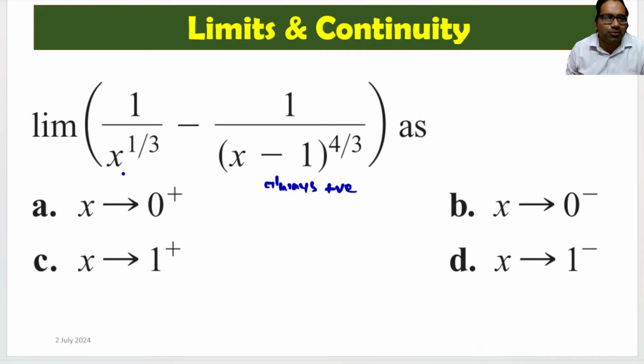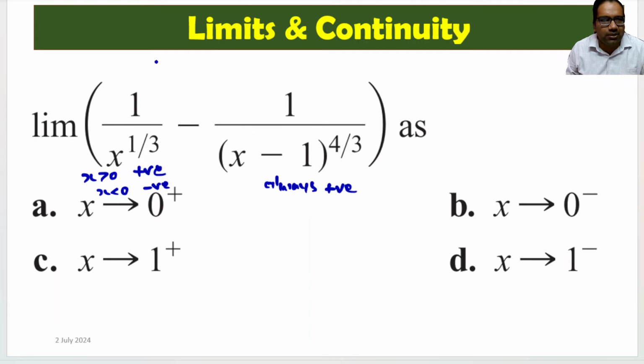Here, what about this one, x power 1 by 3? It is positive when x is greater than 0, and when x is less than 0, it is negative. For example, minus 1 whole power 1 by 3 or plus 1 whole power 1 by 3. Now we are concerned about what happens when x tends to 0 plus, so x is always positive.